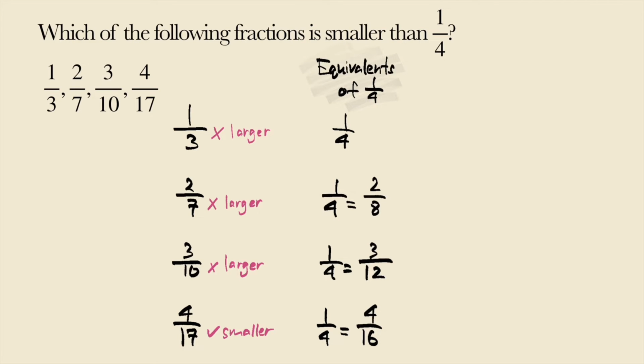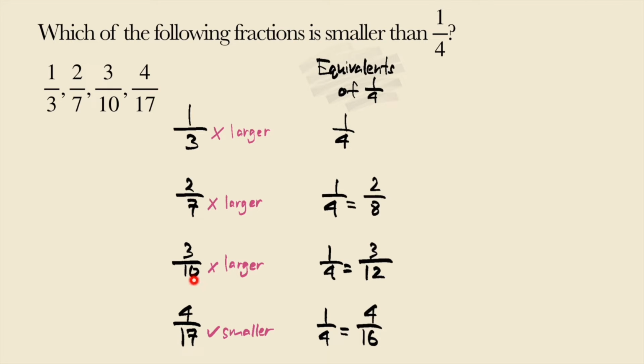Okay, next, look at 1/4. I can convert it to 2/8. Why do I want to do that? Now I can compare these two fractions. Which one is smaller? No, it's not. It's actually larger than 1/4, because look, the denominator is smaller than 8. So this 2/7 here is actually larger than 1/4.